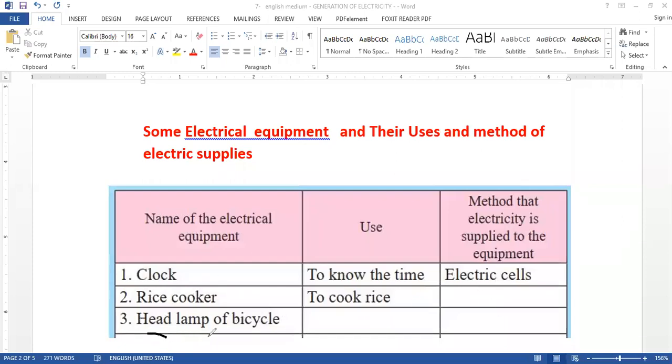The next one is the headlamp of a bicycle. You see the headlamp of a bicycle.